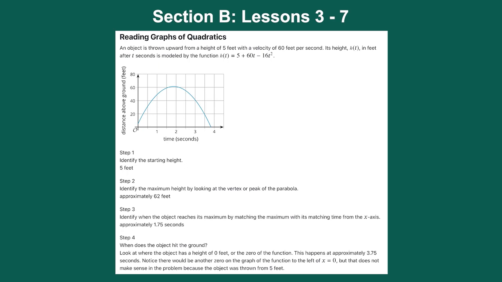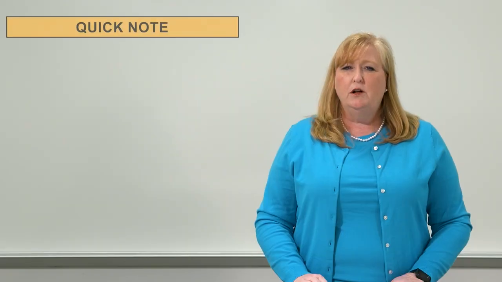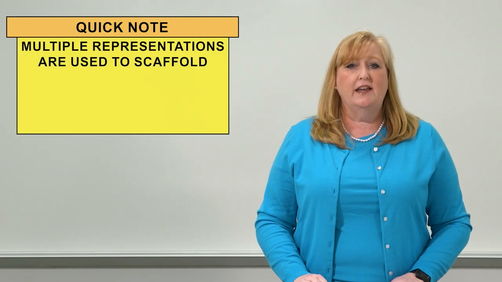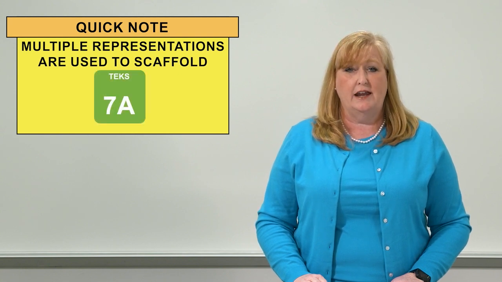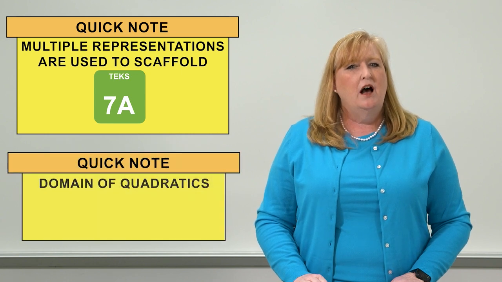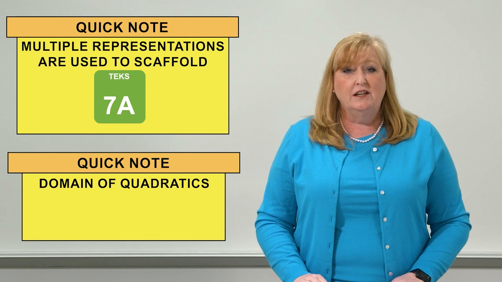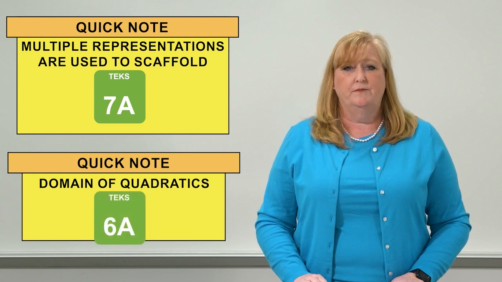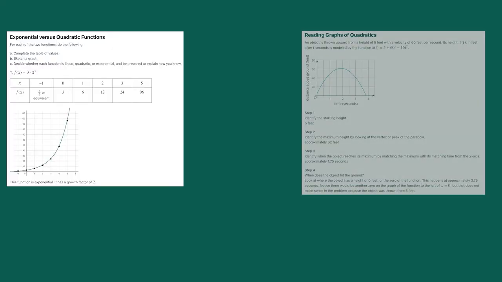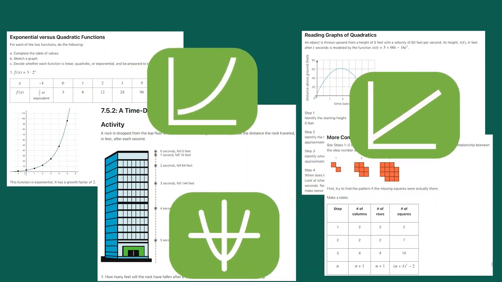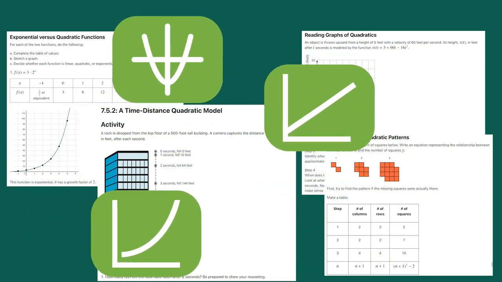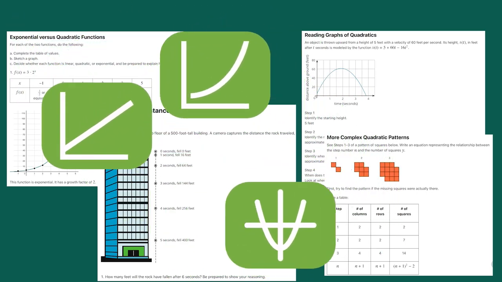Then, from projectile motion, students move on to examine other situations represented by quadratic functions, including area and revenue. Note that multiple representations are used to scaffold and guide student thinking as this section continues to address the Readiness Standard 7A and starts to talk to students about the domain of quadratics, which is TEKS 6A, another readiness standard. In addition, the concepts from Units 4 and 5, linear functions and exponentials, are mixed into the activities so students have a chance to constantly review and deepen their understanding of that material as well.